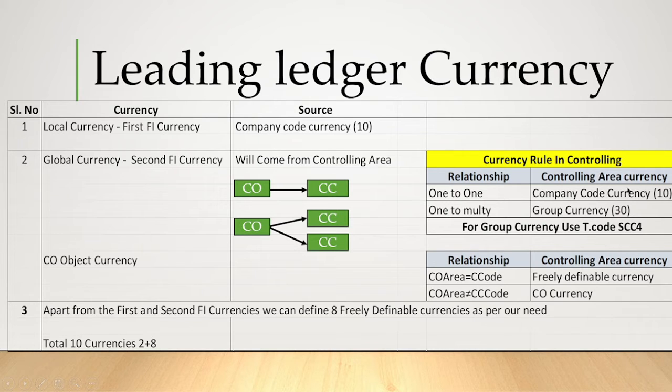So if it is one-to-one, 10, one-to-multi, 30, the same will come from the controlling area to the second FI currency. For group currency, use T code SCC4 in your system. Now, CO object currency. What is CO object currency? CO object currency is used for your internal orders or your cost centers. If you want to use that currency, that's CO object currency.